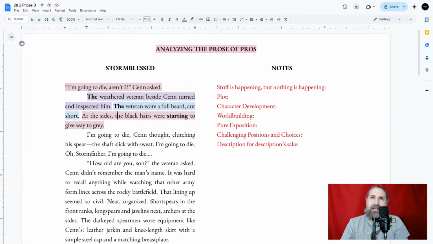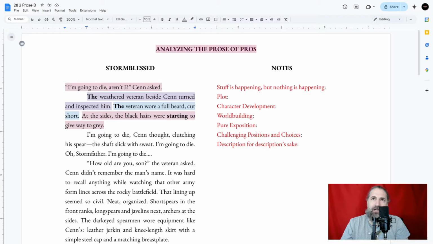So, at the sides, the black hairs were starting. Anyway, so this is the first sentence. This one is plot and character, right? And then these two are just character. We haven't developed the world yet, which is interesting. You would think that Brandon Sanderson would right away, but no. All right, let's do it.